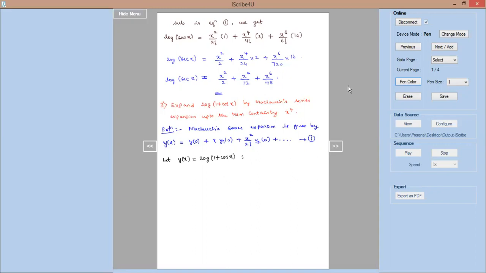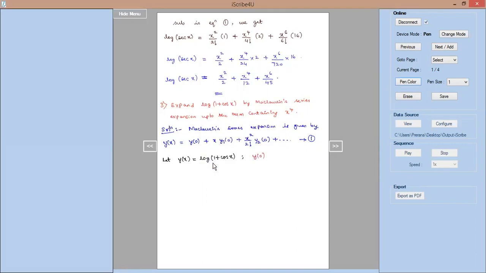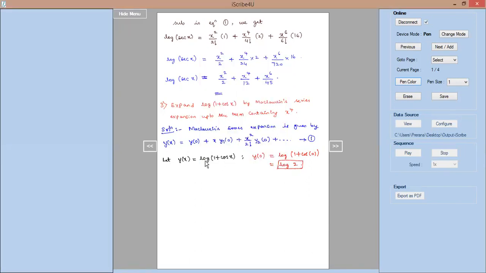Now firstly we have to find out y of 0. Y at the point 0 we have to find out. So y of 0 will be log of 1 plus cos 0. Cos 0 is 1. So we have log of 1 plus 1, which is equal to log 2.